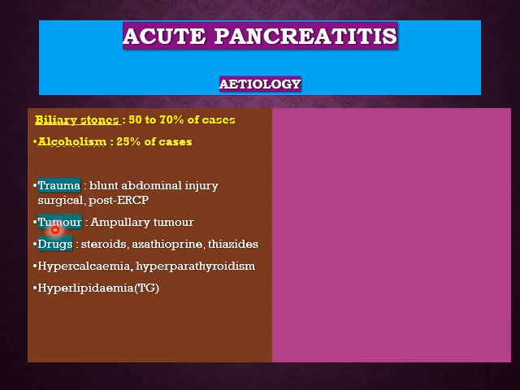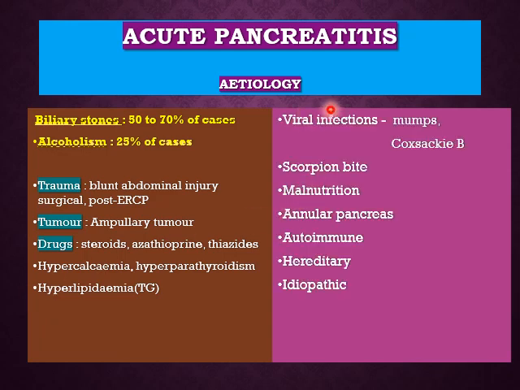Tumors like ampullary tumors, drugs including steroids, azathioprine and thiazides, hypercalcemia due to hyperparathyroidism, and hyperlipidemia. Other less common causes are viral infections such as mumps in childhood, and the other virus is Coxsackie B, scorpion bites, malnutrition, annular pancreas, autoimmune diseases, and hereditary and idiopathic conditions.